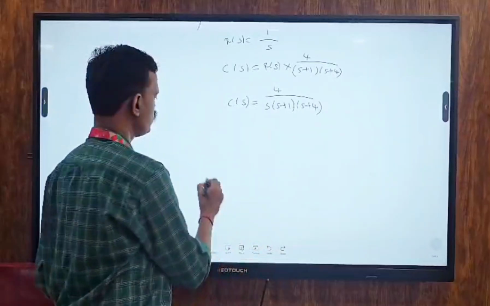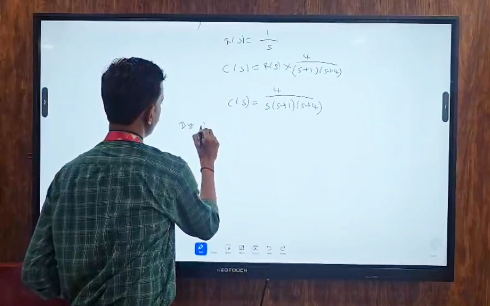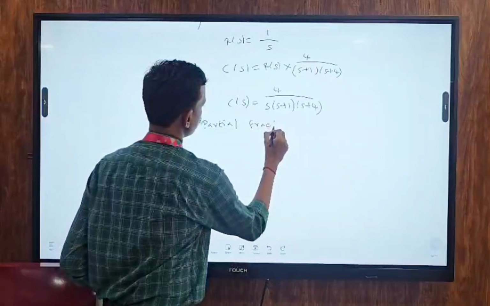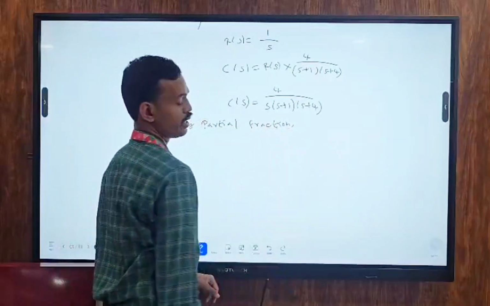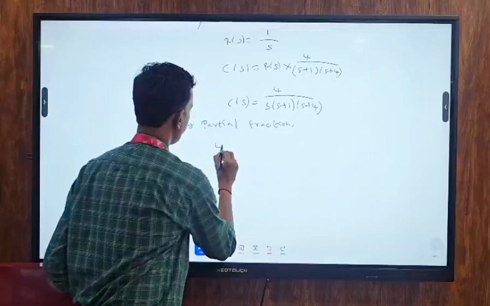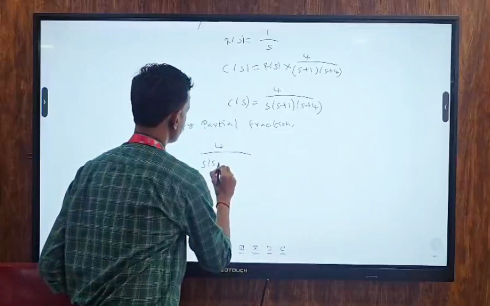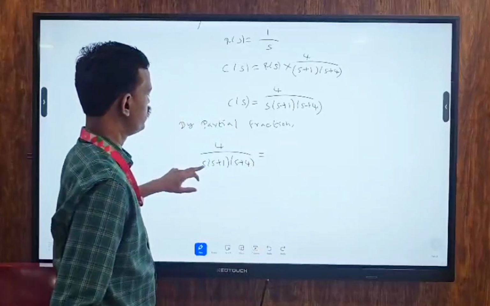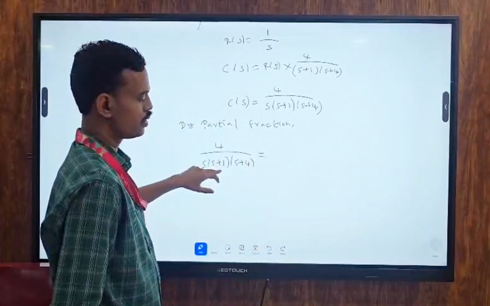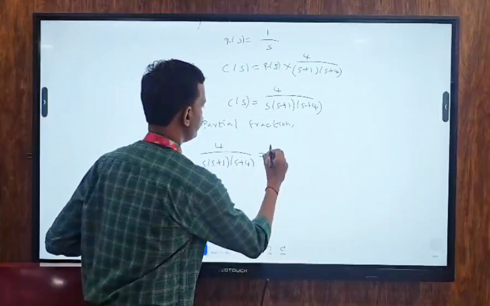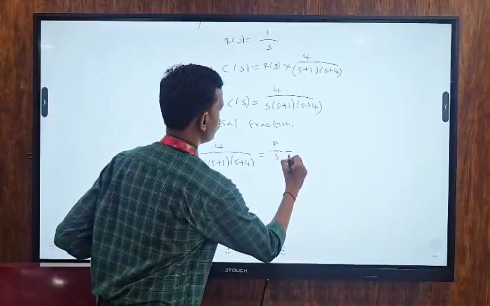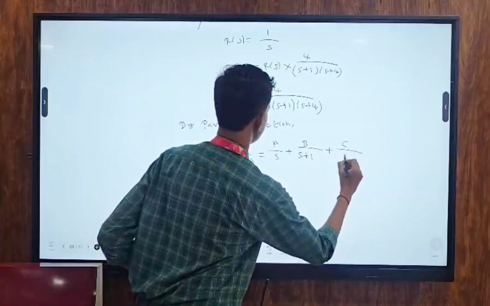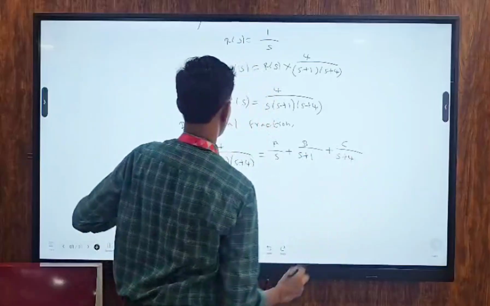Now the partial fraction expansion. We can write 4/(s(s+1)(s+4)) as A/s + B/(s+1) + C/(s+4), where the first term has s, the second s+1, and the third s+4.